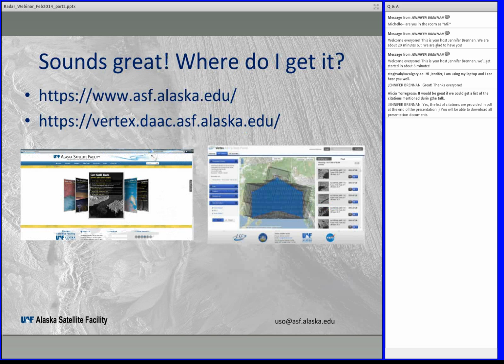That concludes the slide presentation, and now I would like to highlight the ASF website and our search interface, Vertex.